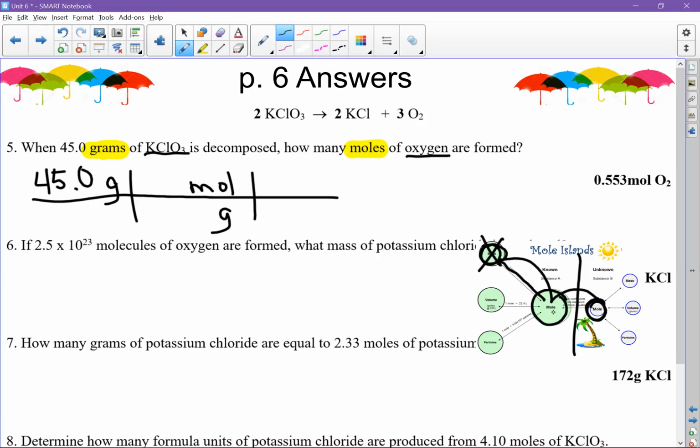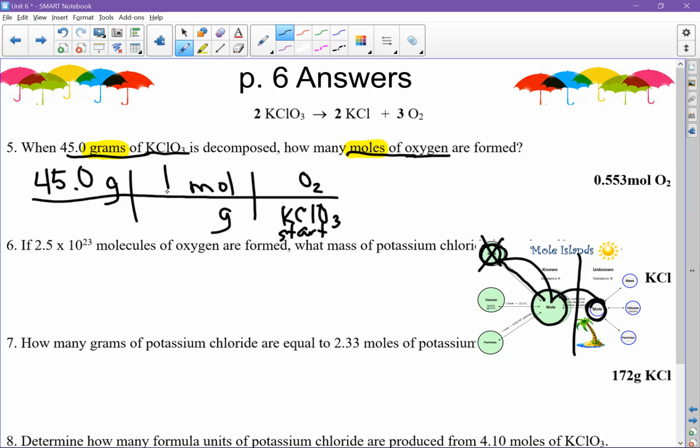In my next fence, I'm going to go from moles to moles. That means for this section of the fence, I don't want to write moles because it's all moles. I want to write something more helpful, which will be the chemicals. So the chemical that I started with, and the starting chemical means the thing that has the number attached to it, is right here, 45.0 grams of KClO3. The chemical that you start with will go on the bottom. The chemical that you want, which in this case is oxygen, goes on top. Then you just have to fill in the numbers.